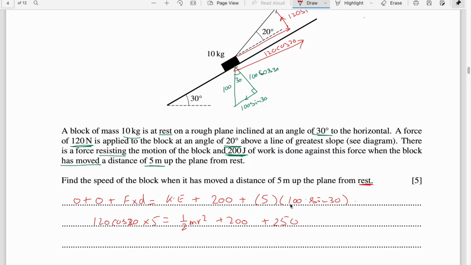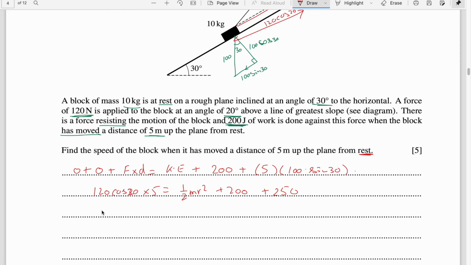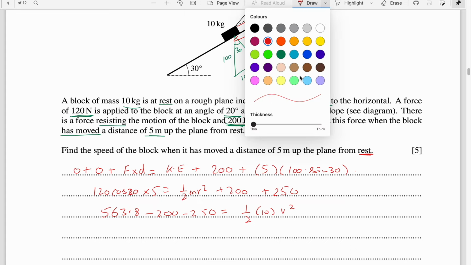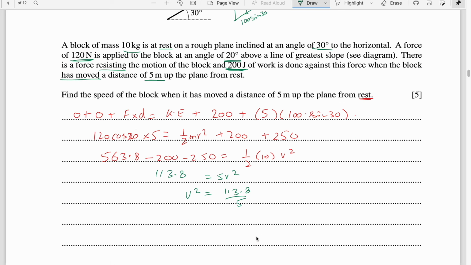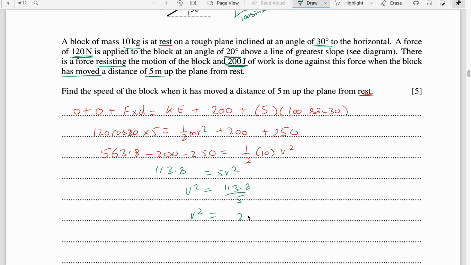This is 250. Now we keep on simplifying. That is 563.8. Bring this 200 to left. Bring this 250 to left. And we are left with 1 by 2 into mass into velocity. Simplifying, we get 113.8 is equals to 5v square. So v square is equals to 113.8 by 5. V squared is equals to 22.76. Square root both sides. V is equals to 4.77 meters per second.